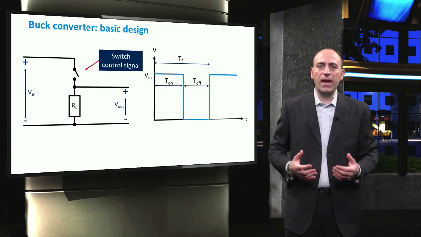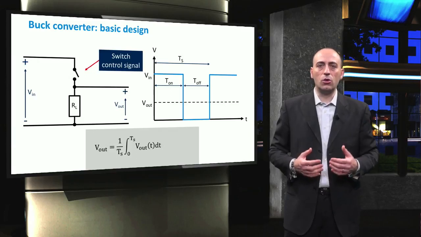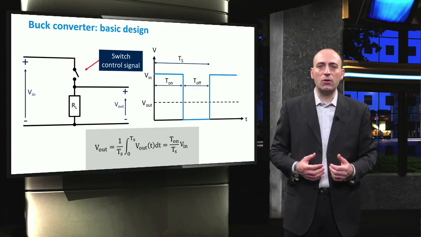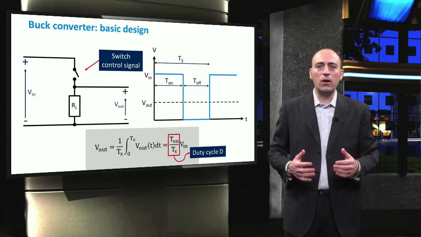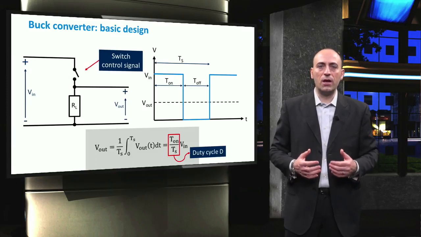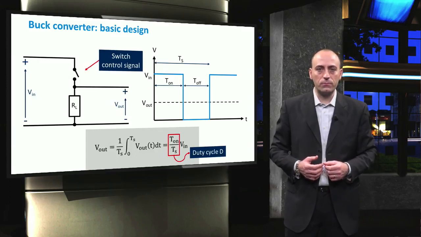If we calculate the average output voltage by integrating in time the voltage over one period of the signal, then the resulting average DC output is a fraction of Vin, where T-on over Ts is, by definition, the duty cycle that we already introduced. In general, the output voltage with such a high harmonic content is undesirable, and that's the reason why we include some low-pass filters.